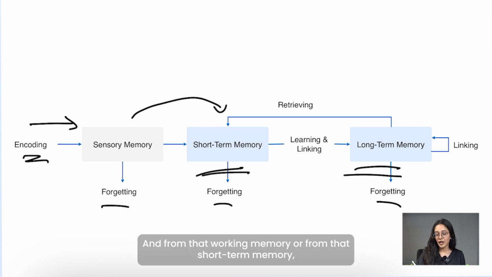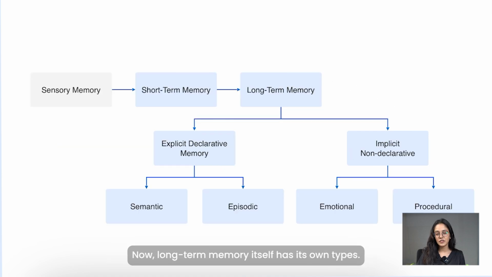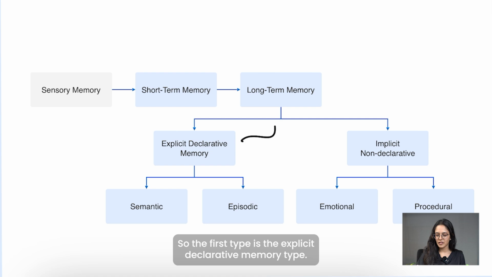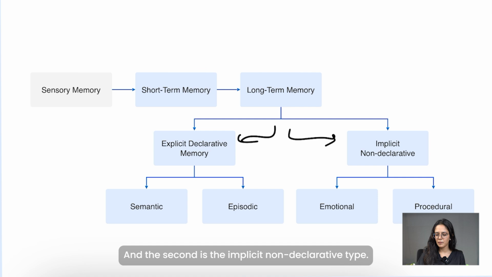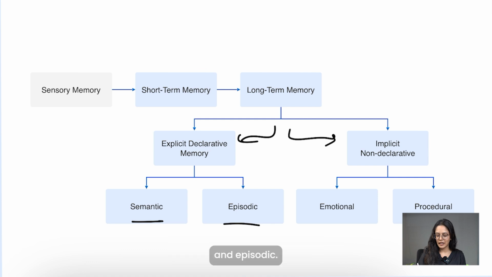And from that working memory, or short-term memory, you basically derive what we call the long-term memory. Now, long-term memory itself has its own types. The first type is the explicit declarative memory type, and the second is the implicit non-declarative type. In the explicit, it further divides into semantic and episodic.